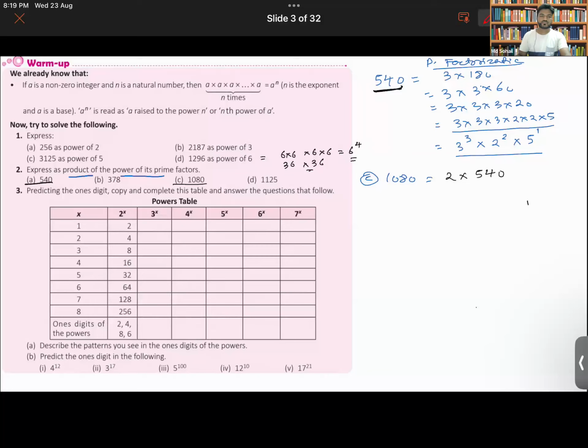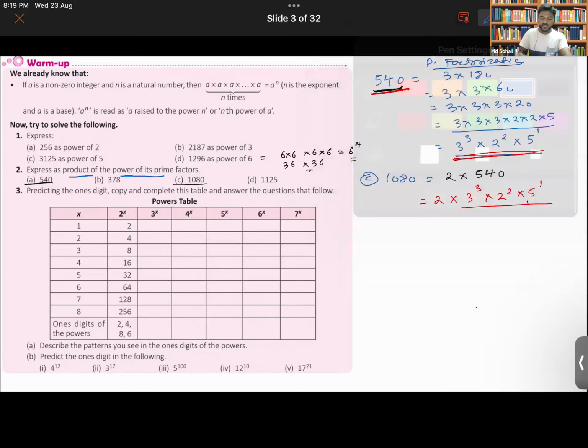So the answer is 2 square multiplied by 3 square multiplied by 5. No, that is not correct here, because the prime factorization of 540, if you were to see, will be 3 cube into 2 square into 5. This is already given here. So simply write it over here and multiply it with 2. So 3 raised to the power 3 into 2 raised to the power 3 into 5 raised to the power 1. Getting it, guys? That's how you're required to solve it.